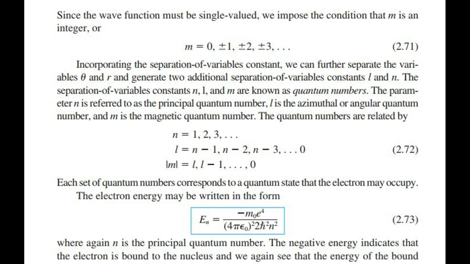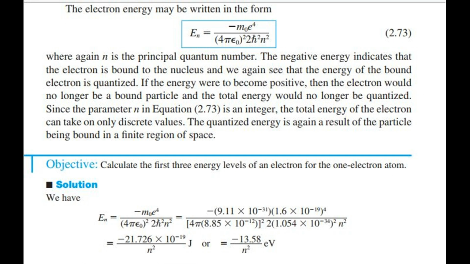The negative energy indicates that the electron is bound to the nucleus, and we again see that the energy of the bound electron is quantized. If the energy were to become positive, then the electron would no longer be a bound particle and the total energy would no longer be quantized. Since the parameter n in equation 2.73 is an integer, the total energy of the electron can take on only discrete values. The quantized energy is again a result of the particle being bound in a finite region of space.